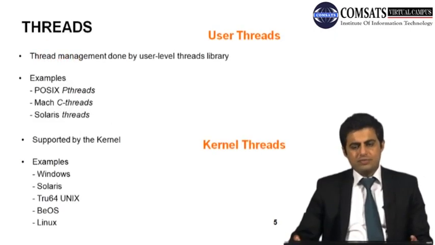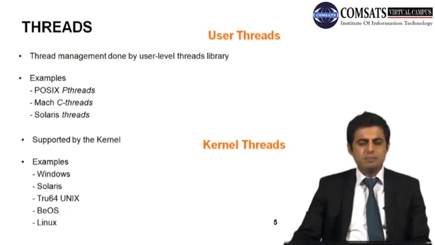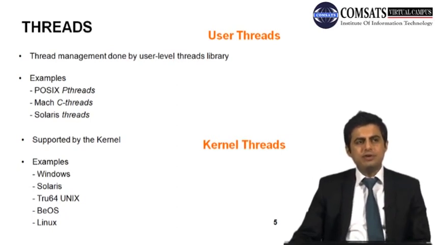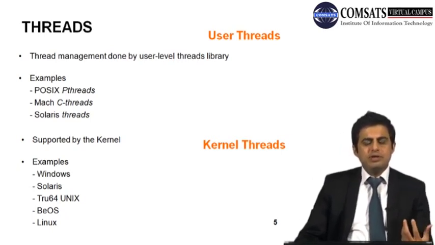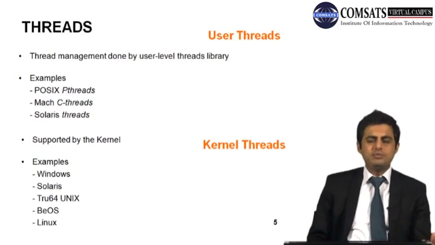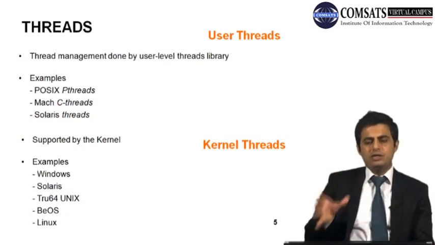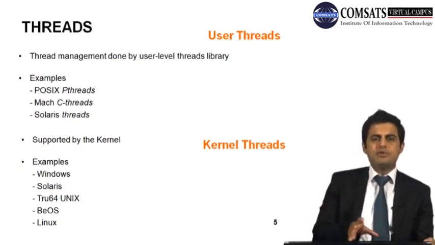There are two kinds of threads: user threads and kernel threads. User threads are when a user has full control of the threads. The threads are initiated and managed by users, and they have their own library, called the user level threads library, where all the user-oriented threads are stored and loaded from.